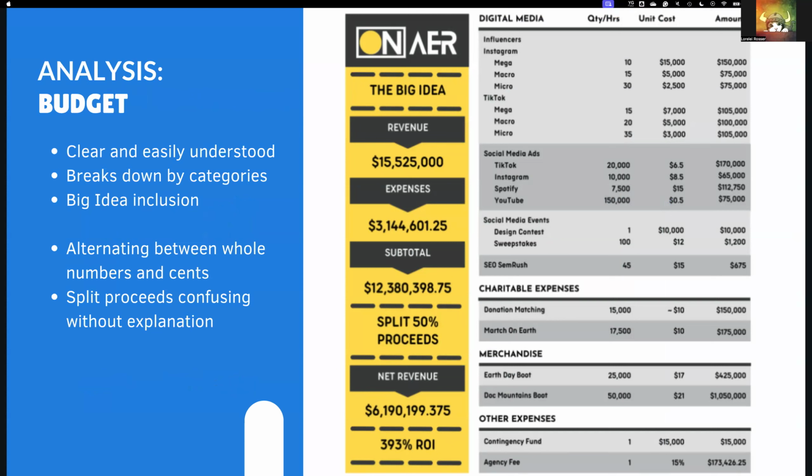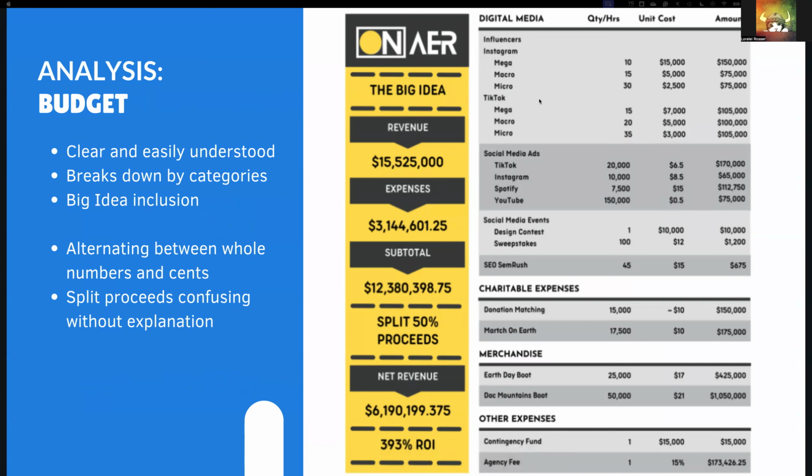You can technically get it all on one page, but generally speaking, especially for the 20 pagers, you may even want 3 pages. Generally, 3 pages is the highest I would go though. So this is the first page of the budget. It is clearly understood, it's easily broken down, and one of the best things you can include is the big idea.